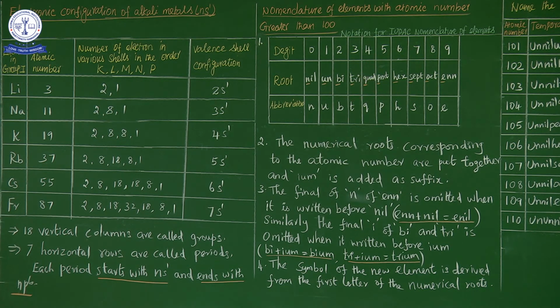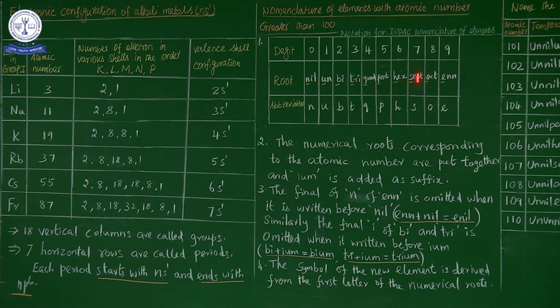4, quad. நார்மலாக நம்ம 4 அப்படின்னா tetra அப்படின்னு use பண்ணுவோம். But இங்கே நம்ம use பண்ண போகிறோம் quad. Quarter அப்படின்னு சொல்லுவாங்க இல்லையா, 4 என்னது quad. And 5 is pent. 6 hex. 7 sept. And 8 oct. 9 en. So for the nomenclature of elements with atomic number greater than 100, we use the notation based on their atomic number.